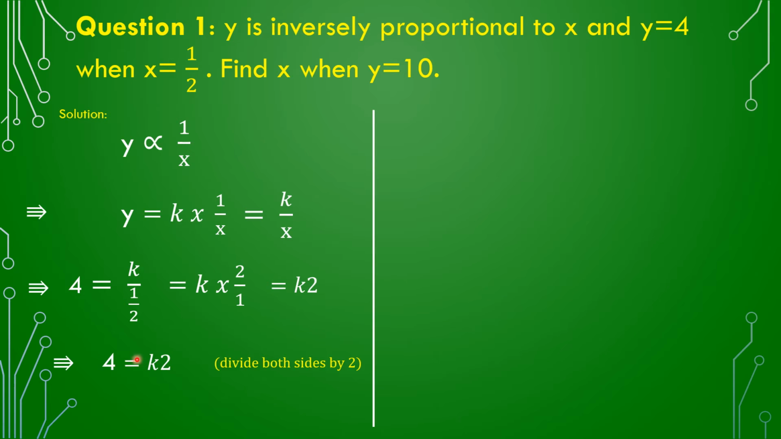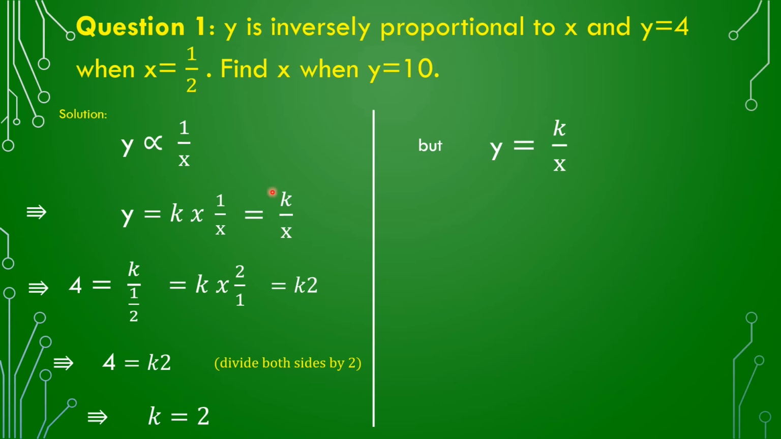Going further, if 4 is equal to 2k, we want k to be alone. What do we do? 2 is attached to k, so we divide both sides by 2. Dividing both sides by 2 gives us our k as equal to 2. How? 4 divided by 2 is equal to 2k divided by 2. These 2s will cancel out, and 4 divided by 2 gives you 2. But we know that y is equal to k divided by x from this expression here.